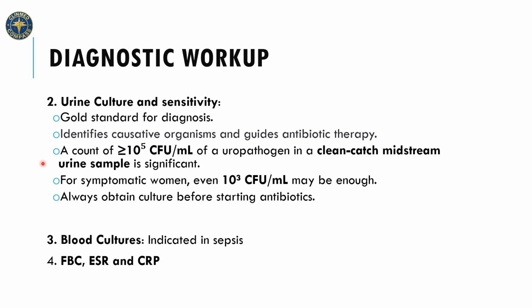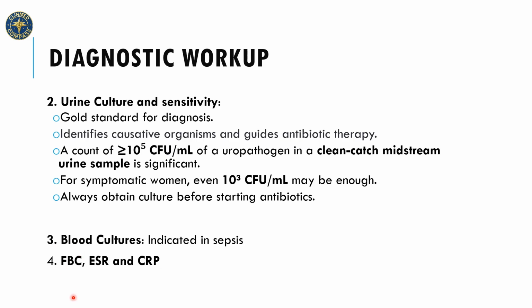A count of greater or equal to 10 to the power 5 colony-forming unit per ml of uropathogen in a clean catch midstream urine sample is significant. In symptomatic women, even 10 to the power 3 colony-forming unit per ml may be enough for diagnosis. Always obtain culture before starting antibiotic therapy. Blood cultures are done if sepsis is suspected.